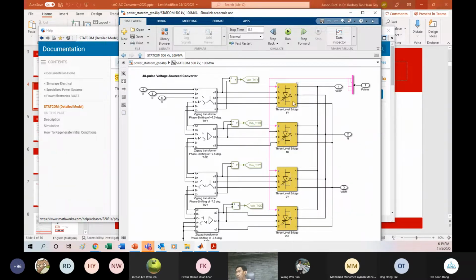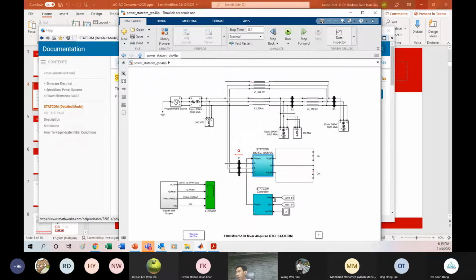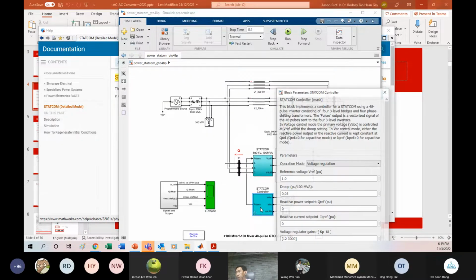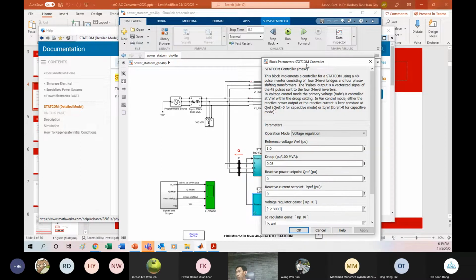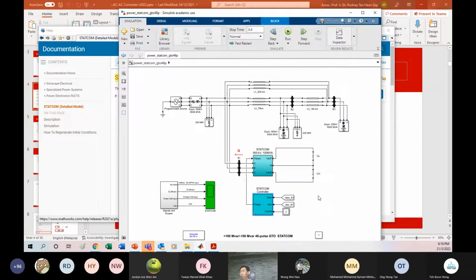they're using a thyristor. This is not an IGBT version. This is an old type of STATCOM. I say the new type, they already use the IGBT. I thought this one is IGBT, but they use a GTO. Okay, GTO means that you can turn off the thyristor version. The thyristor version is not as good as the IGBT version. All right.